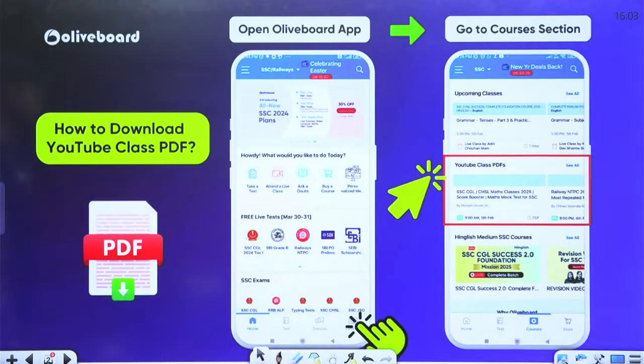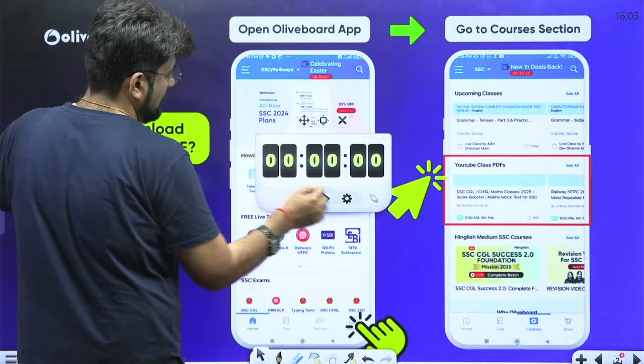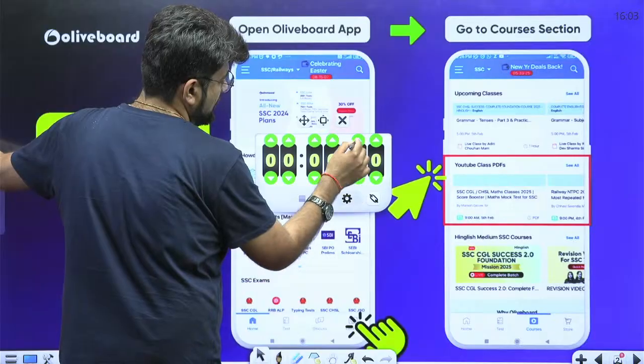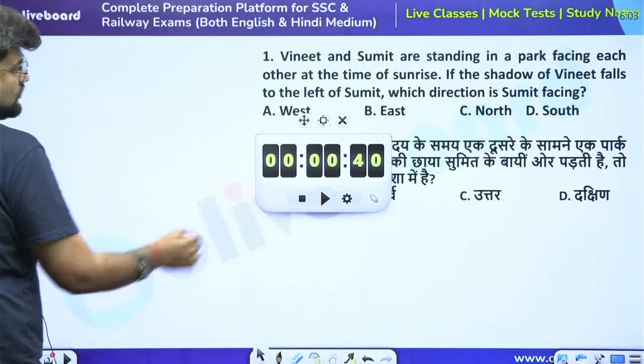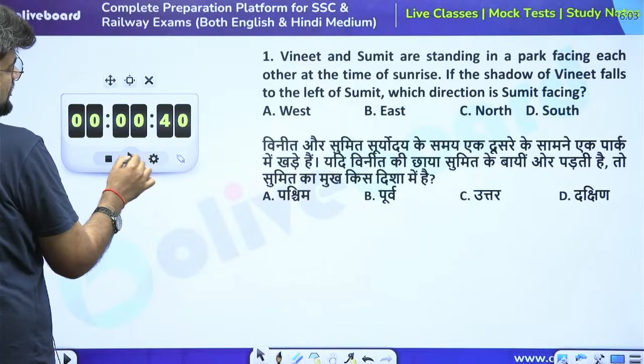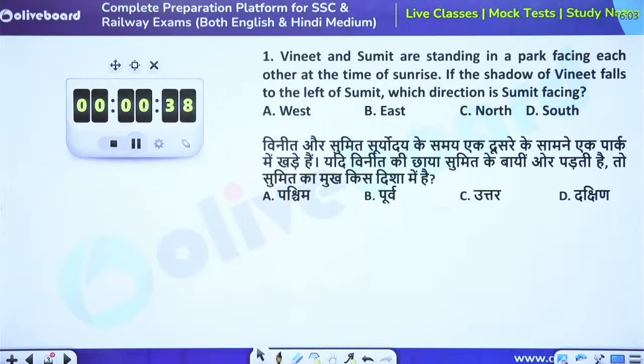Let's start the session right away. I'll put a 20-second, 30-second timer for the questions. Let's keep it 40 seconds. So this is the very first question. Let's keep it at 30 only, okay? 40 is too much.